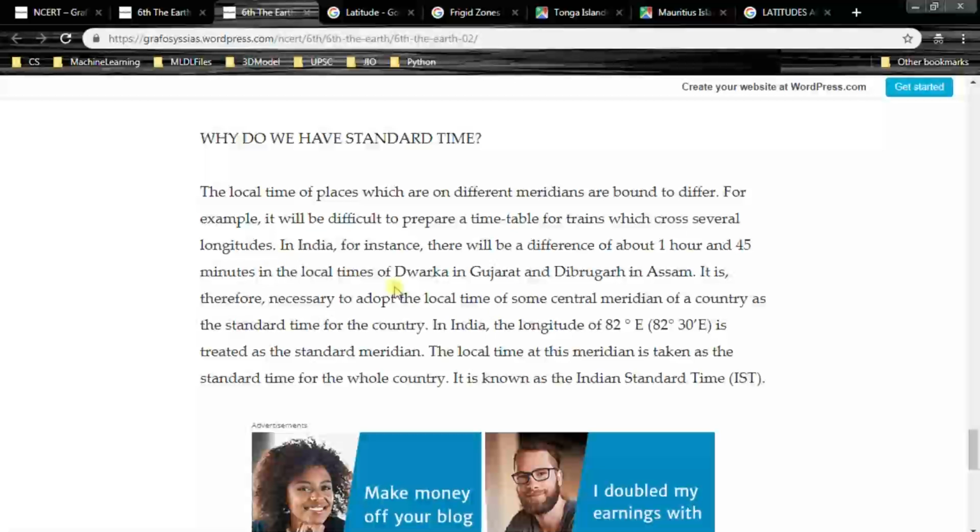Some countries have many time zones. Search for the US and Russia. Though each is one country, it has more time zones. For India, there is only one time zone, and it is based on 82° east, and it is called Indian Standard Time.